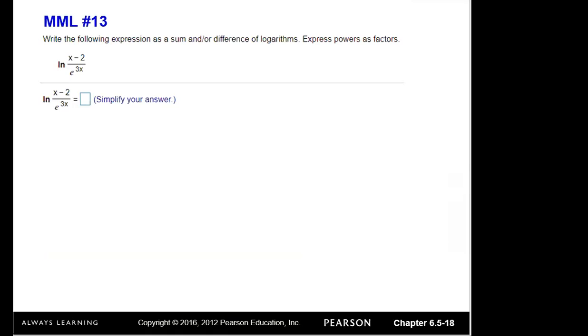All right, moving on. 13. Again, write it as a sum and or difference of logarithms, express powers as factors. The express powers as factors, that's always the last thing you do. When I look at this, I see that I've got the natural log of a fraction. So the numerator is being divided by the denominator. So I'm going to rewrite this as the natural log of the entire numerator, which needs to go in parentheses, and then minus the natural log of the denominator, which is e to the 3x.